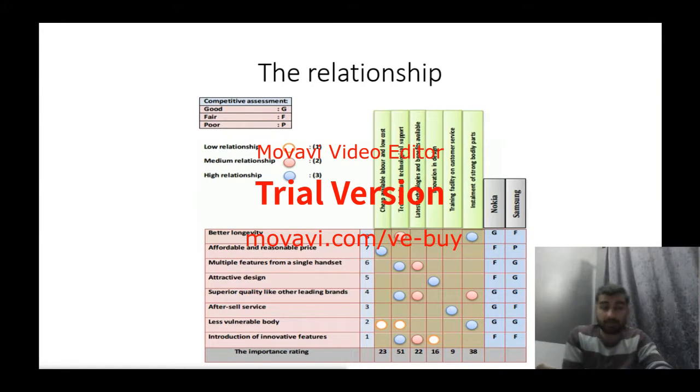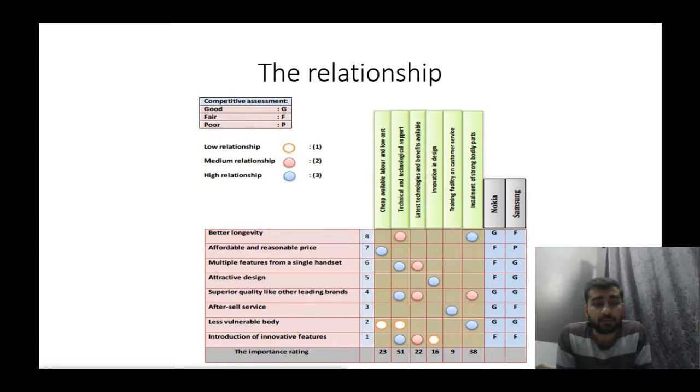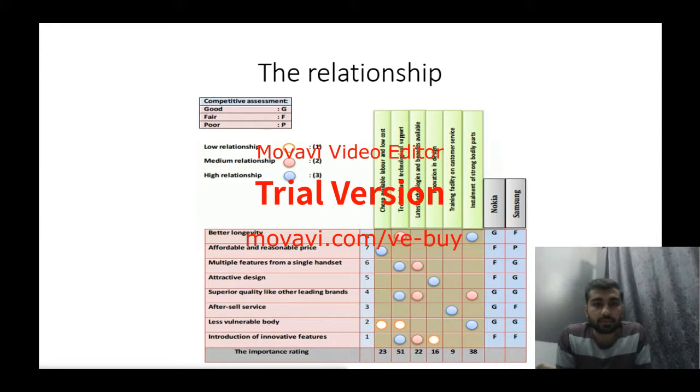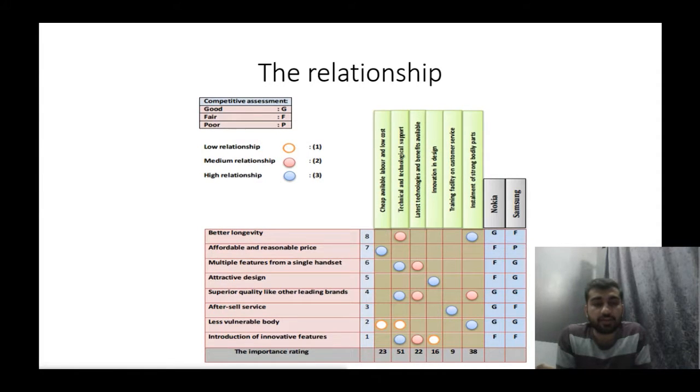So this is the final table that we'll be looking at. I need to explain this step by step. First we have this table at the top which shows competitive assessment, which shows good, fair, and poor. I'll discuss that later. First of all, we'll discuss the relationship. The yellow circle with the yellow outline is one, which shows low relationship. The second is medium relationship with the rating 2, which is the pink circle. The third is a high relationship noted by a blue circle, and it has a rating of 3. So then we build a relationship. For example, better longevity.